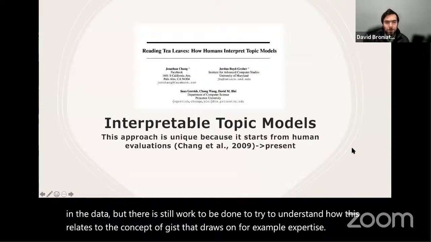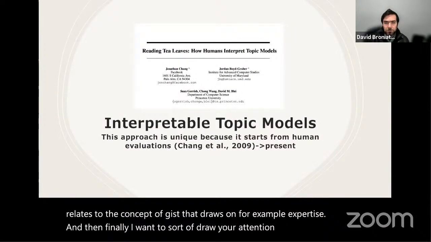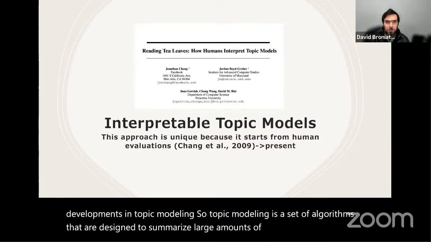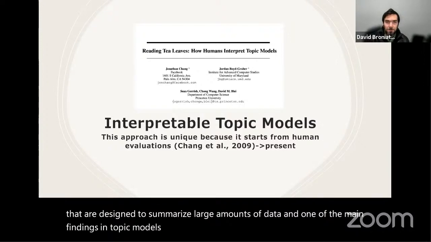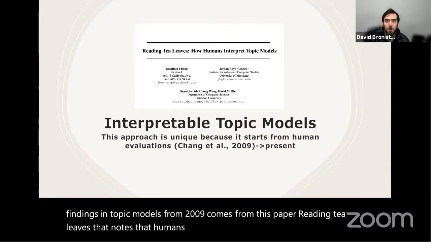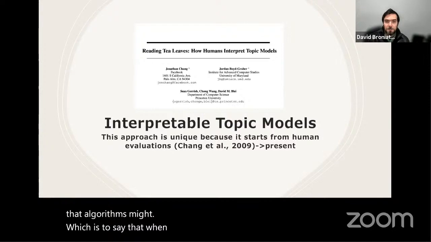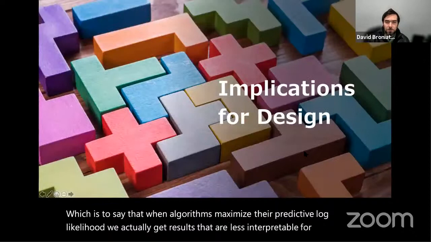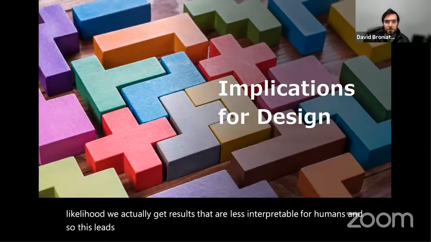And then finally, I want to draw your attention to some interesting developments in topic modeling. Topic modeling is a set of algorithms that are designed to summarize large amounts of data. One of the main findings in topic models from 2009 comes from the paper Reading Tea Leaves, which notes that humans do not interpret topics in the same way that algorithms might, which is to say that when algorithms maximize their predictive log likelihood, we actually get results that are less interpretable for humans. This leads to some interesting implications for design.